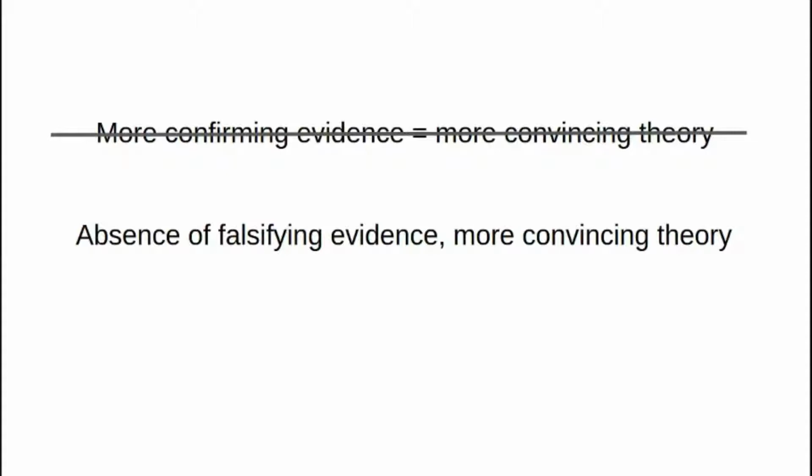If I do it this way, then I'm not looking for a situation in which more confirming evidence means a more convincing theory. Instead, I'm setting up a situation in which the absence of falsifying evidence means a more convincing theory or statement. So if I make a statement, and despite looking for evidence that would falsify it, I can't find any, that means my theory starts looking more and more convincing, because despite my best efforts, I can't find anything to show that my statement is false. That's why here we can say that the absence of falsifying evidence means a more convincing theory in this way of looking at things.